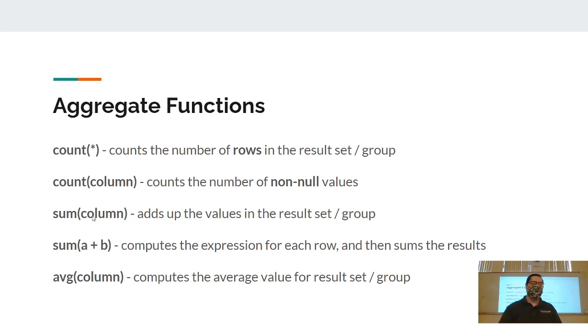Similarly, sum will go through and add up the values in that set, in the group or the result set. And specifically, sum you're always going to use with numbers. So I might say, let's sum up the price of everything in your order. Okay, so I can do that. But what if my items in my order have a quantity in them, right? I can't just sum the price.